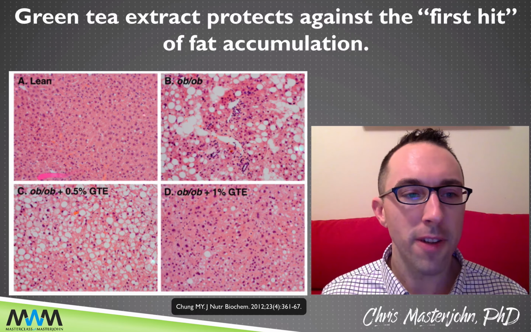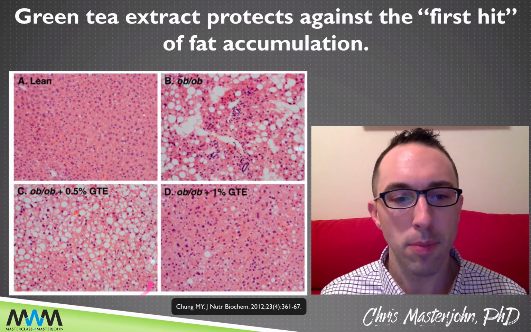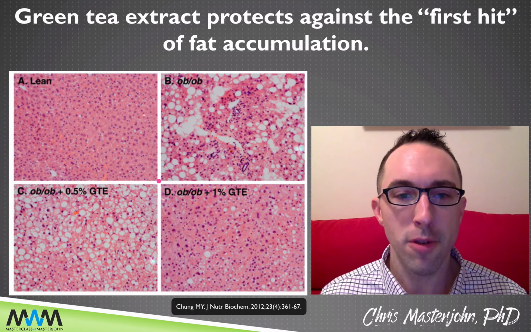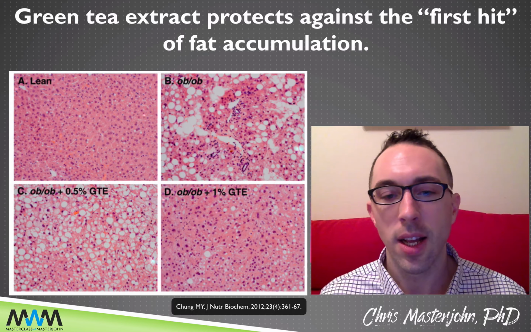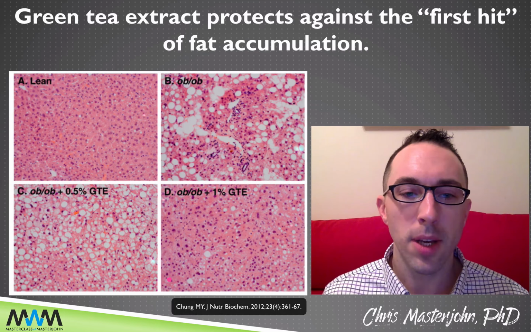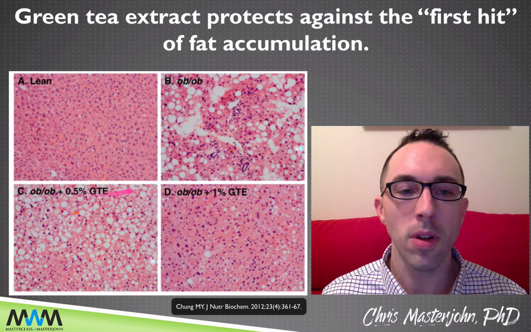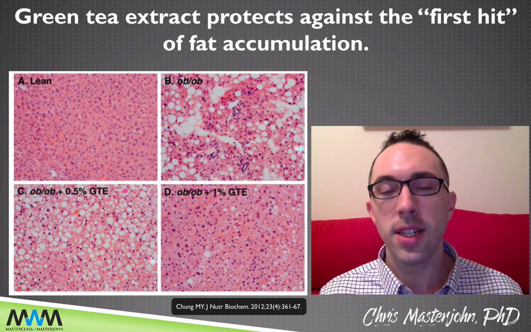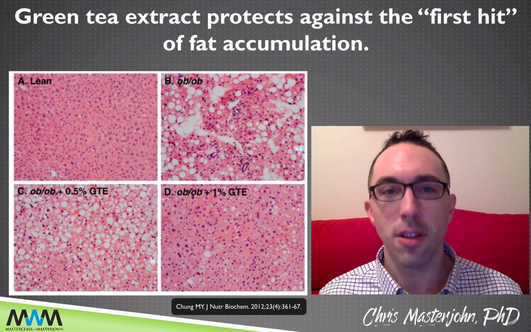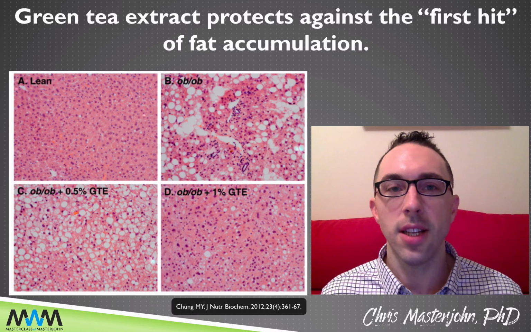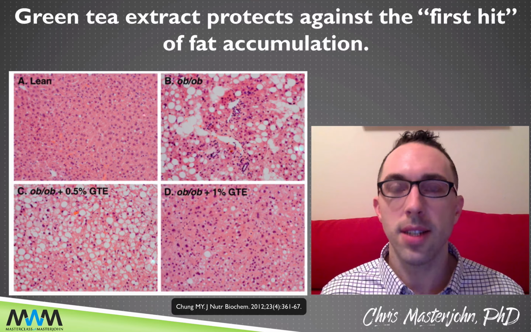If you add 0.5% green tea extract, the lipid droplets begin to break up, and if you increase that to 1%, they largely disappear, becoming almost like the livers of the genetically normal lean mice. So green tea extract protects against the first hit of NAFLD, the development of simple steatosis.